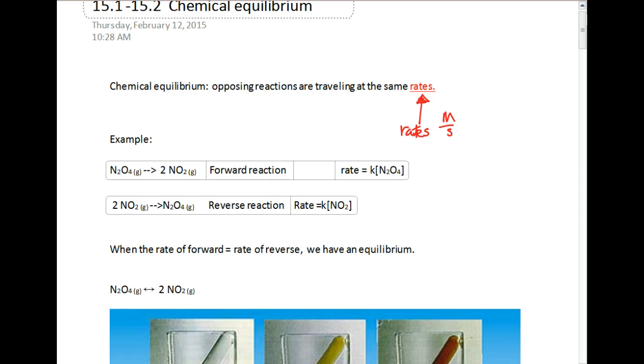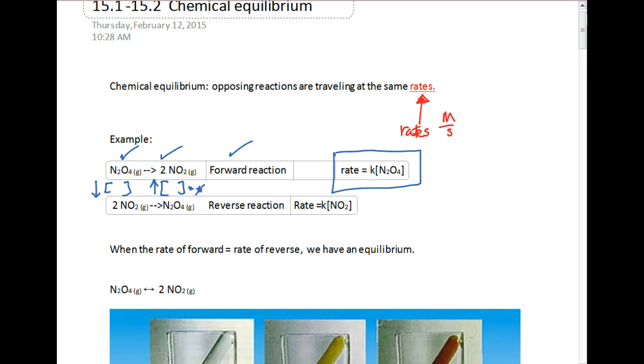Now, let's say we have a forward reaction, and I'll talk about what I mean by forward reaction in a moment. We have N2O4, which is a gas, decomposing into 2NO2 gas, and if this reaction is proceeding to the right, we would call this the forward reaction. We would start off with a high concentration of the N2O4 and probably no concentration of the NO2. As the reaction proceeds, the concentration of N2O4 is going to decrease and the concentration of NO2 is going to increase.